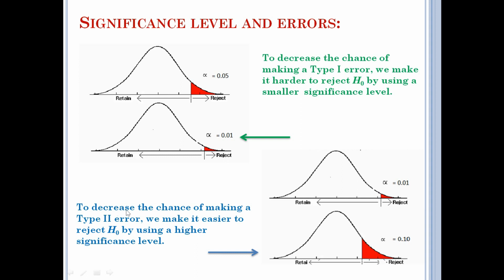On the other hand, to decrease the chance of making type 2 error, we make it easier to reject the null. So if this is the normal situation, to make it easier, we will increase alpha. This way we will have more extreme values and it'll be easier for us to reject. Remember, type 2 error was not rejecting enough. So we need to make it easier. So write this down. To decrease the chance of making type 1 error, use a smaller alpha. To decrease the chances of making type 2 error, use a large alpha.